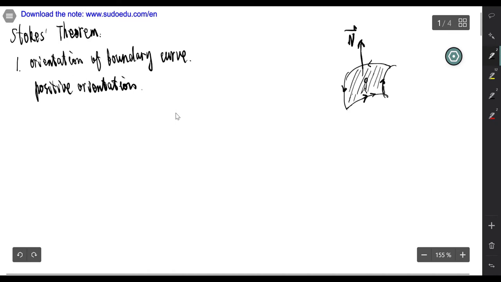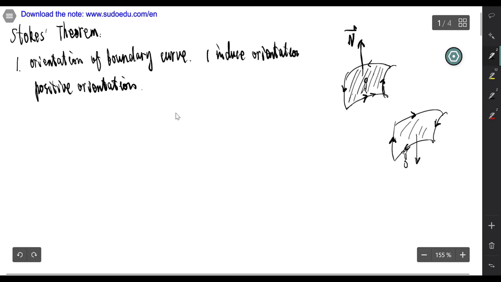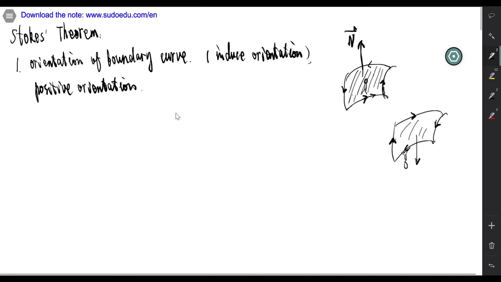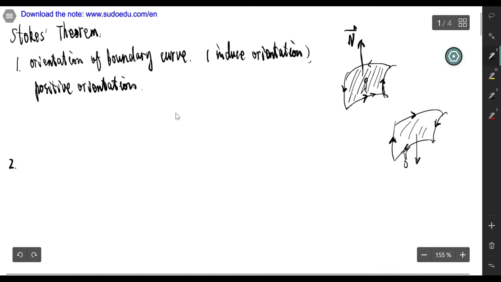If the surface has orientation like downward, then the positive orientation of the boundary should be clockwise, because if we walk along like this, the interior is on your left. So the orientation of the boundary curve depends on the orientation of the surface. This is called induced orientation. After we have this definition, we can state the theorem, the Stokes theorem.